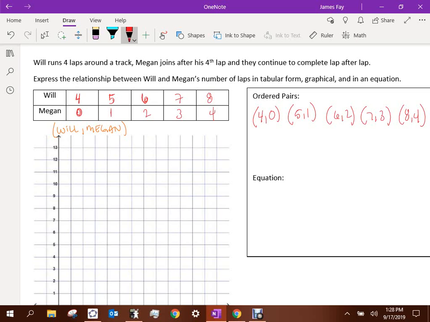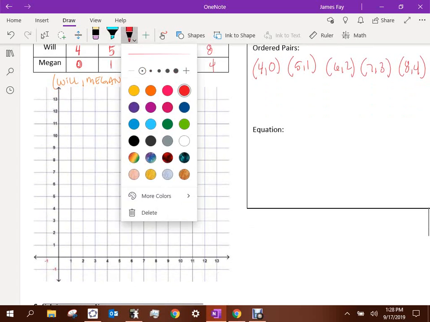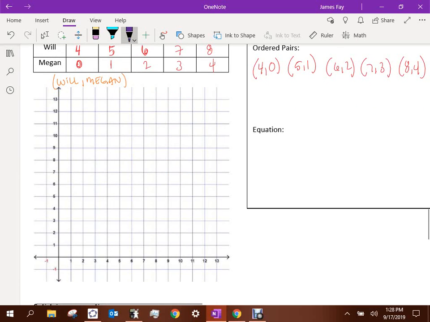Now I want to graph those points. So I'm going 4, 0. So X is 4, which is Will's laps, and Y is Megan's laps. So Will goes 4, Megan goes 0, right? If Will goes 5, she goes 1. Will goes 6, she goes 2. Will's at 7, she's at 3. Will's at 8, she's at 4, right? And we could connect those with the line as well.